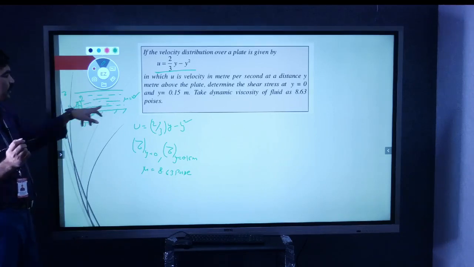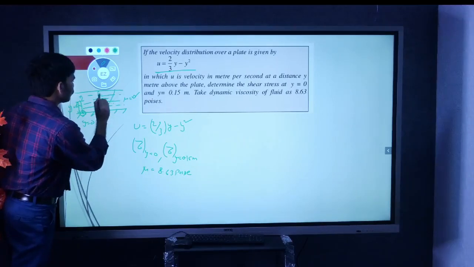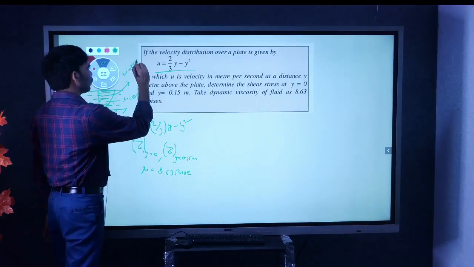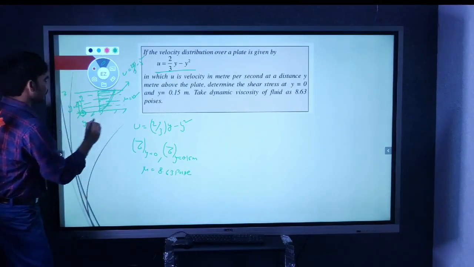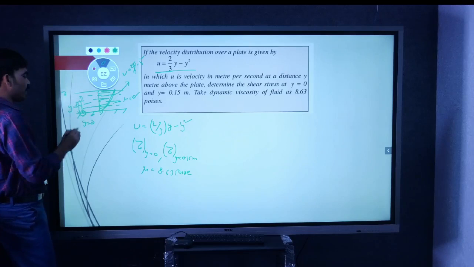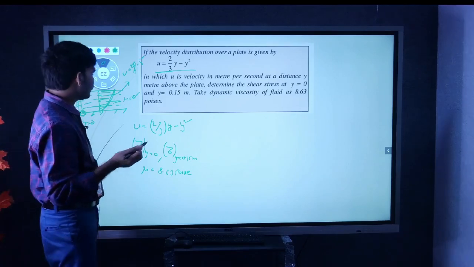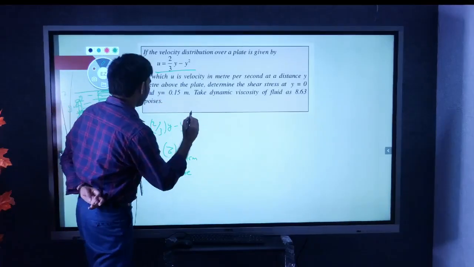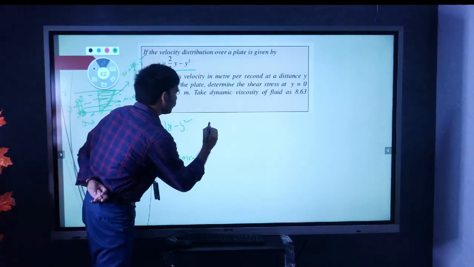He asked you to find out the shear stress at these 2 points. He has given the dynamic viscosity and he has given the velocity profile equation. U is 2y by 3 minus y square. So the velocity profile and the dynamic viscosity of the fluid are given, and he asks you to find out the shear stress at the bottom and at the top of the plate, right? Okay, how are you going to do it? First we have to write the given data, and then we have to write the relationship.